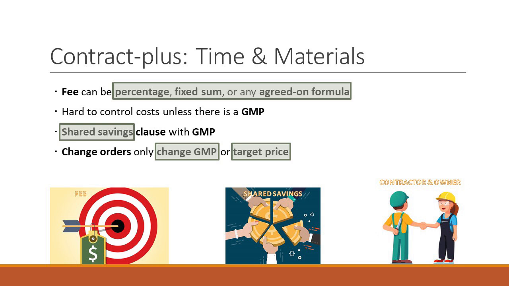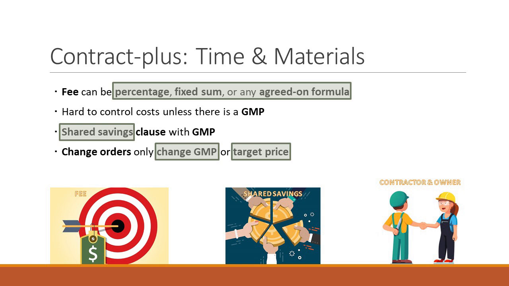So you have this split for every dollar under the price. You share that savings. And that makes the teams work collaboratively. The contractor says, I'm going to build this as best I can, as quickly as I can, as efficiently as I can, because I can make some free money.